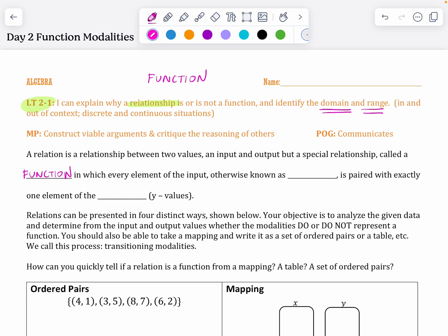Where every input, where every element of the input, that's known as the domain. So we're not going to use the phrase input or output anymore. We're going to be using domain, is paired with exactly one element of the output known as the range.